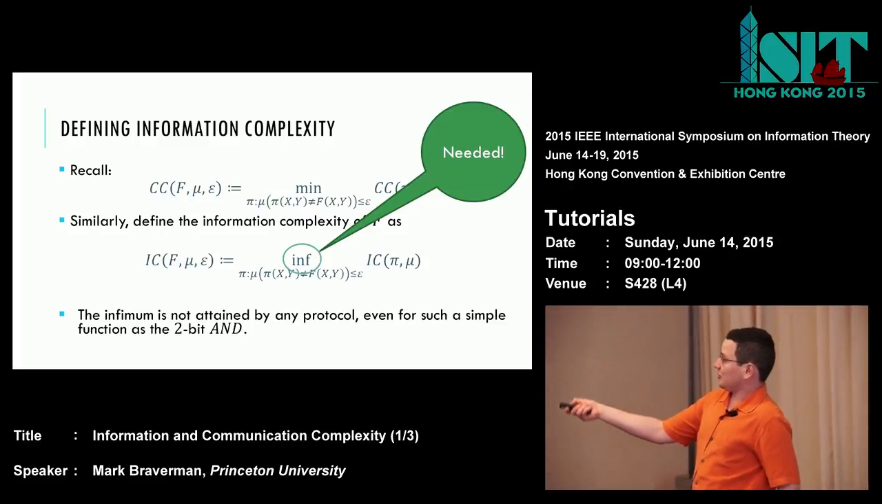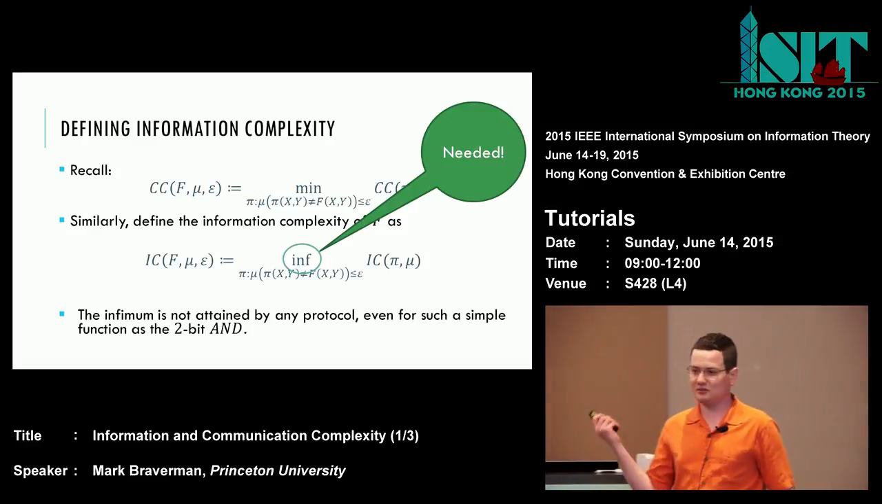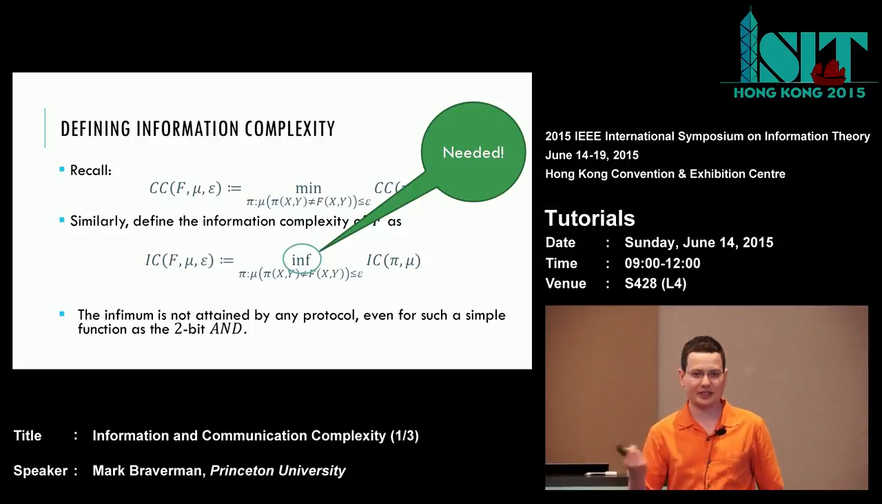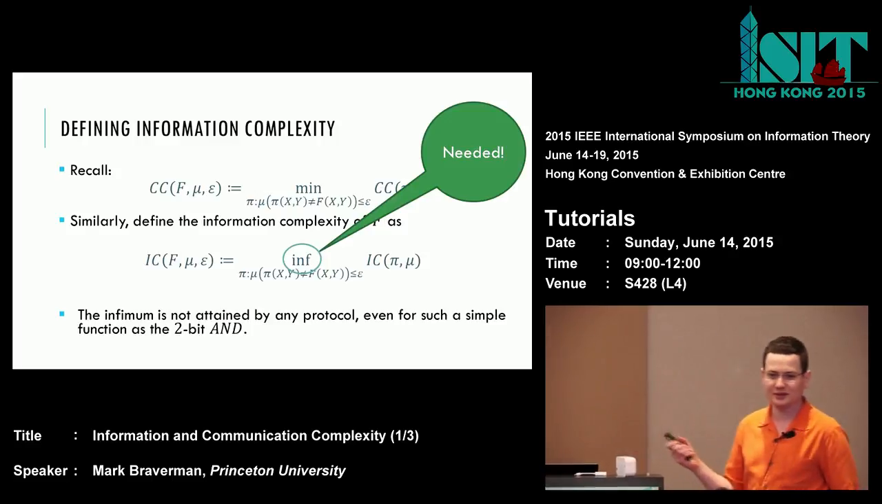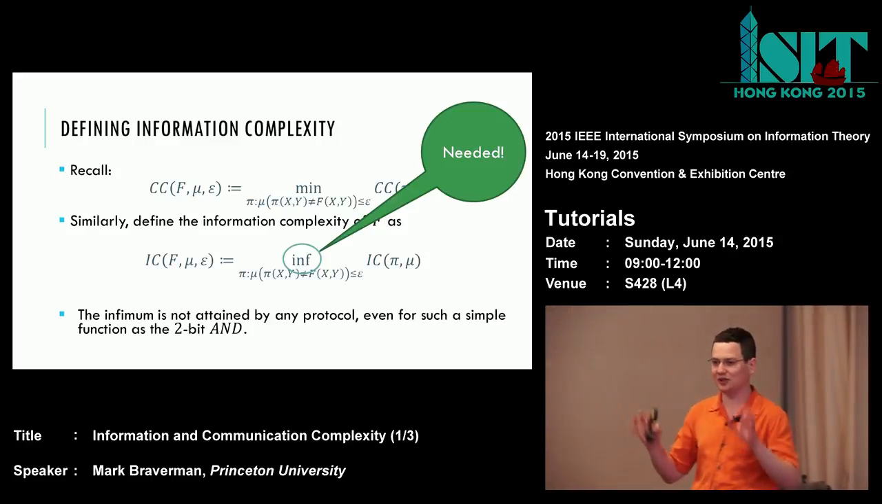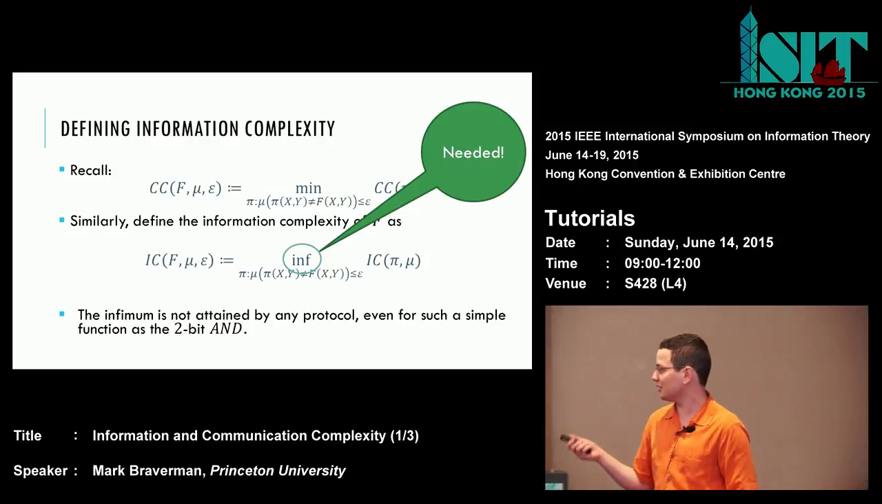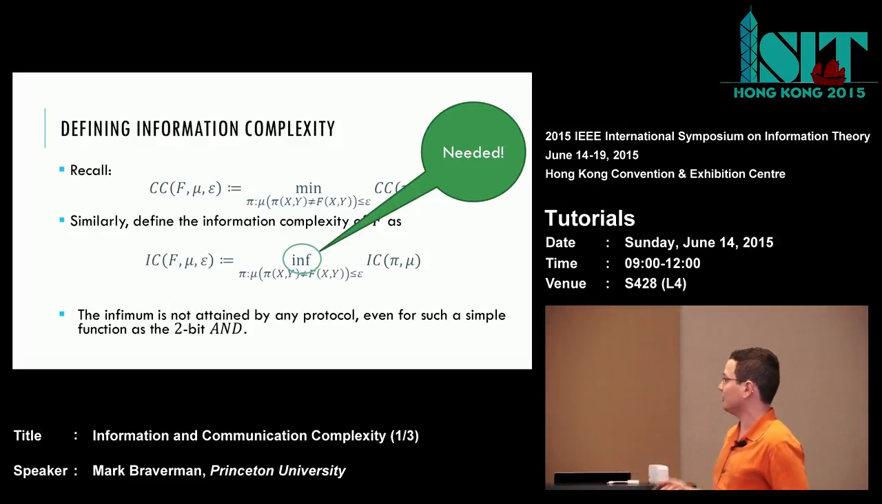And if you notice, this infimum is actually needed, because it could happen that the infimum is not attained by any specific protocol. This already happens with the AND of 2 bits, which is a problem we'll dive into in some detail in a little bit. It already requires this infimum.